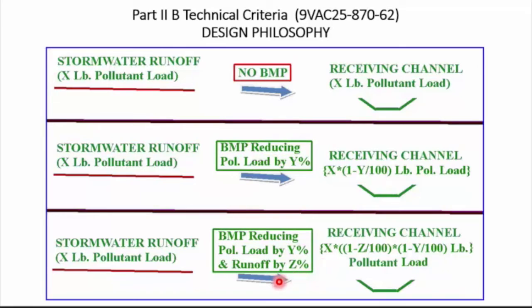If we are able to provide a BMP which will not only reduce the pollutant load but also reduce the total runoff to the receiving channel by a certain percentage, then there will be a substantial reduction, not only due to the reduction in the runoff, but also the reduction in the pollutant load. So the receiving channel will receive much less pollutant load.